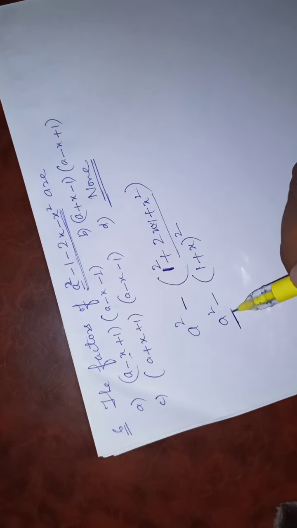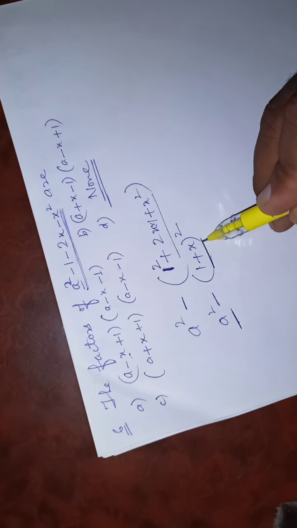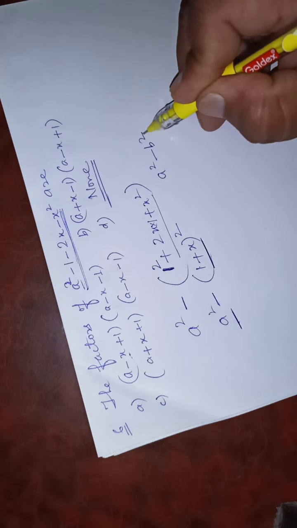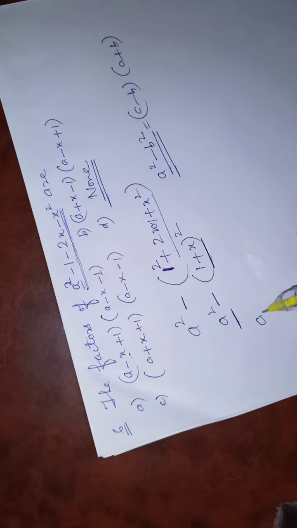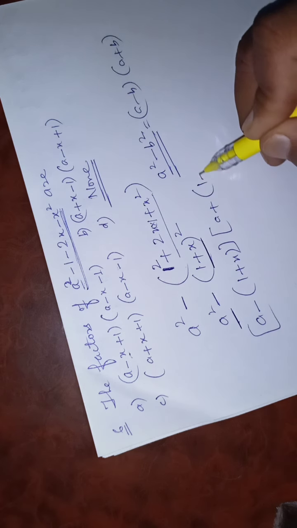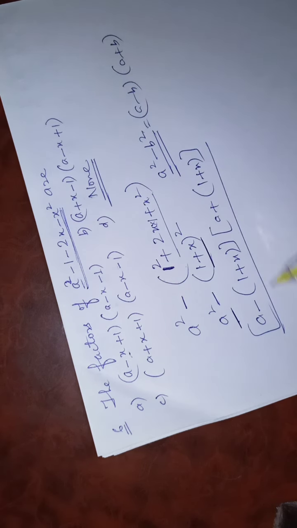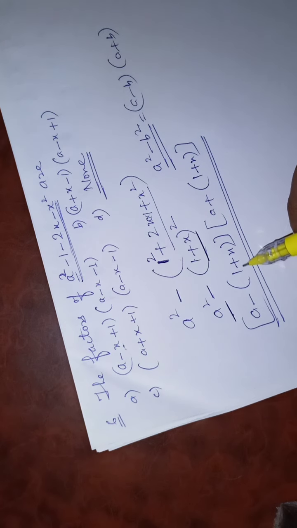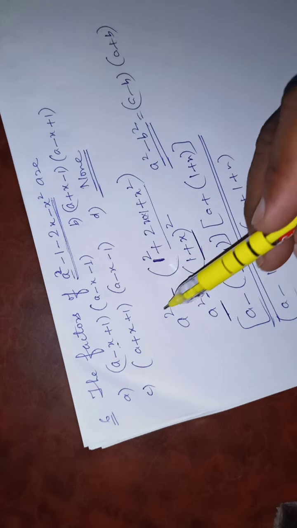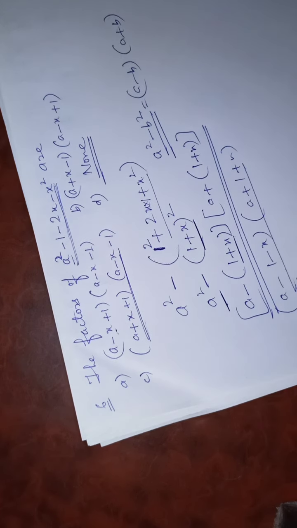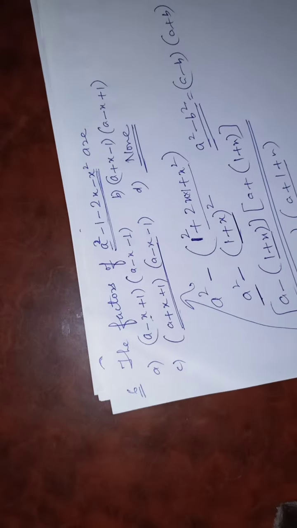Now look, a square minus, if we consider this as b, so you know the factorization of a square minus b square, it is equal to a minus b and a plus b. So it will be a minus 1 plus x and a plus 1 plus x. So look at this factorization. First we have to open this bracket, a minus 1 minus x, a plus 1 plus x. Now look here, this one I think is the correct one. This is the correct option. So C option is the correct one.